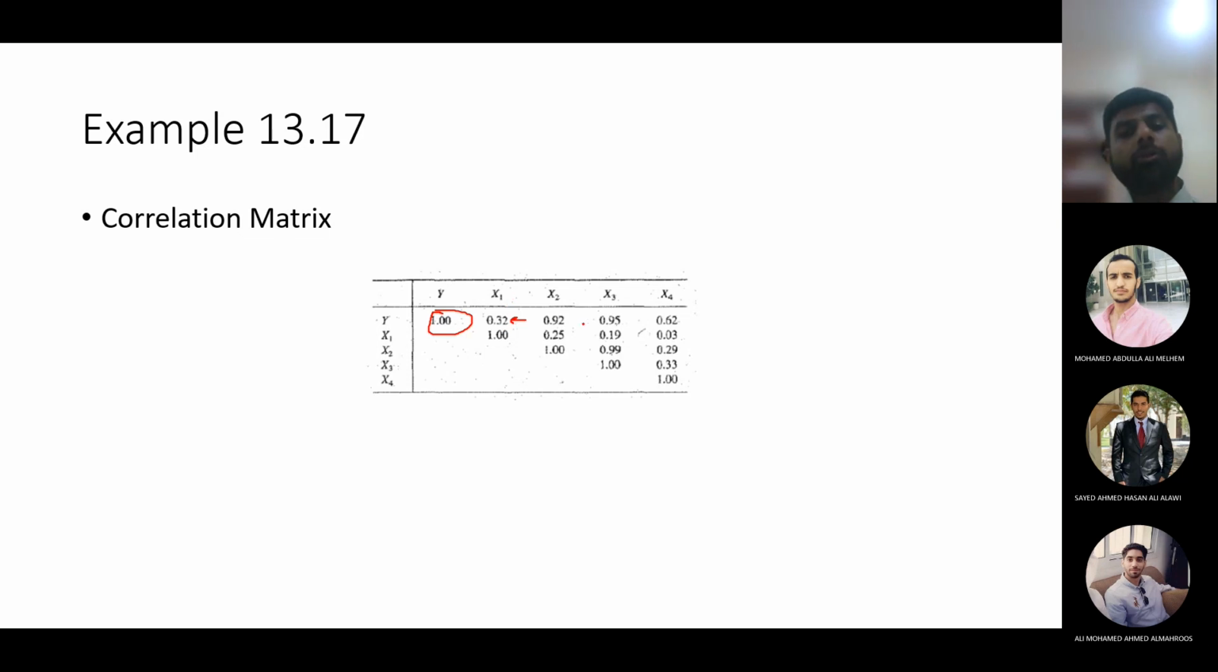Okay, can I include x2? Yes, we can, no problem. Can I include x3? Yes, very high correlation. See, can I include x4? Yes, I can, because still it is 0.62. It's not good as others, but it is still good, valid. Okay, anything 0.6 or more is valid.